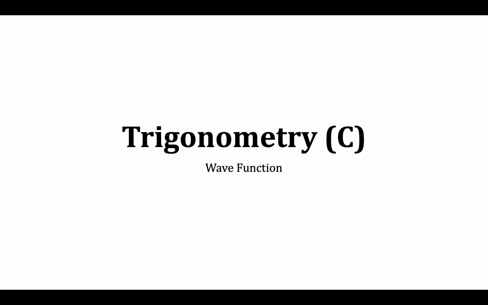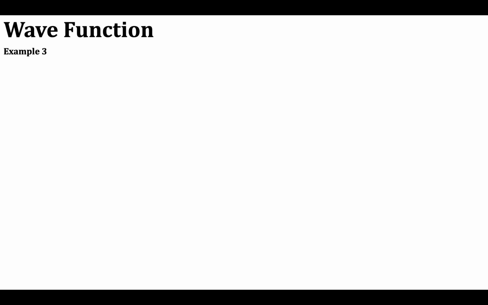In this video we're continuing with the topic of trigonometry and looking at the wave function, and this is the second of two videos on the wave function. So this is example 3, and we want to write 4 cos x plus 3 sin x in the form k times sine of x plus alpha, where k is greater than 0 and alpha lies between 0 and 360 degrees.